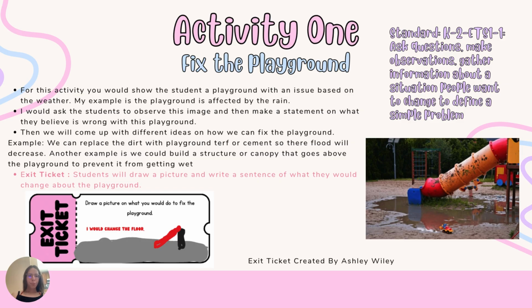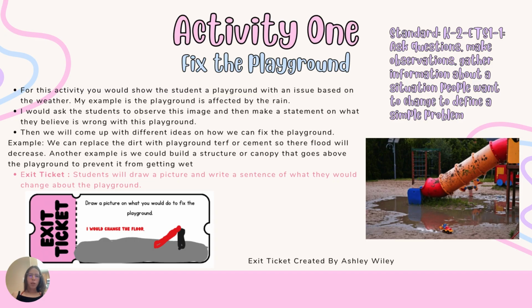So for this activity, you would show the students a playground with an issue based on the weather. My example is a playground that got affected by the rain. So I would ask the students to observe this image and then make a statement on what they believe is wrong with the playground.